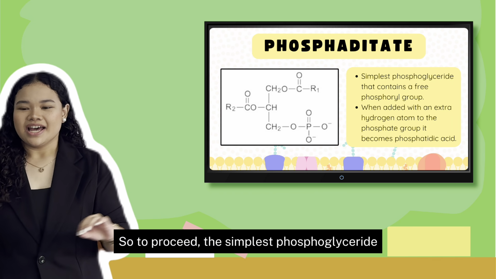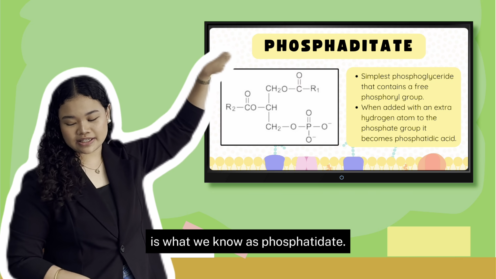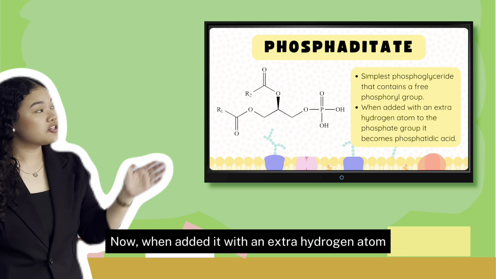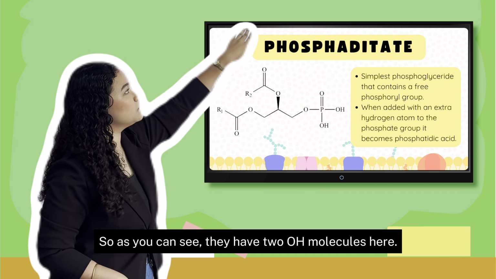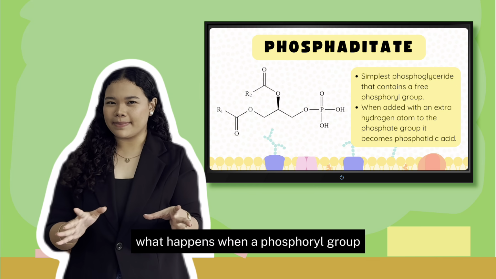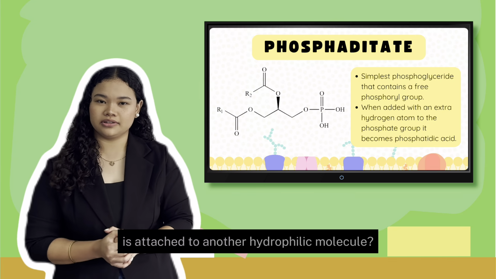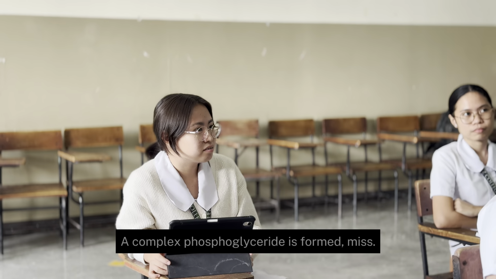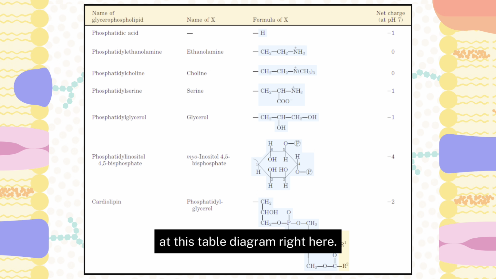So to proceed, the simplest phosphoglyceride that contains a free phosphoryl group is what we know as phosphatidate. Now, when added with an extra hydrogen atom to the phosphate group, it becomes phosphatidic acid. So as you can see, they have 2 OH groups here. Now the question is, what happens when a phosphoryl group is attached to another hydrophilic molecule? Complex phosphoglyceride is formed, Miss. That's right. So now let's take a look at this table diagram right here.